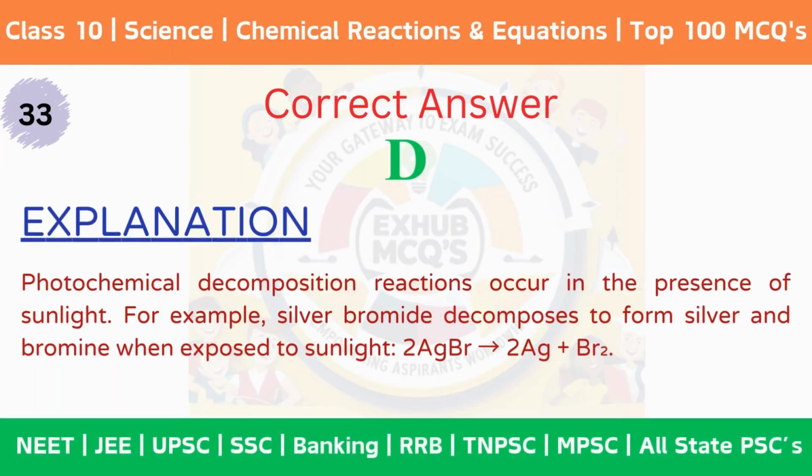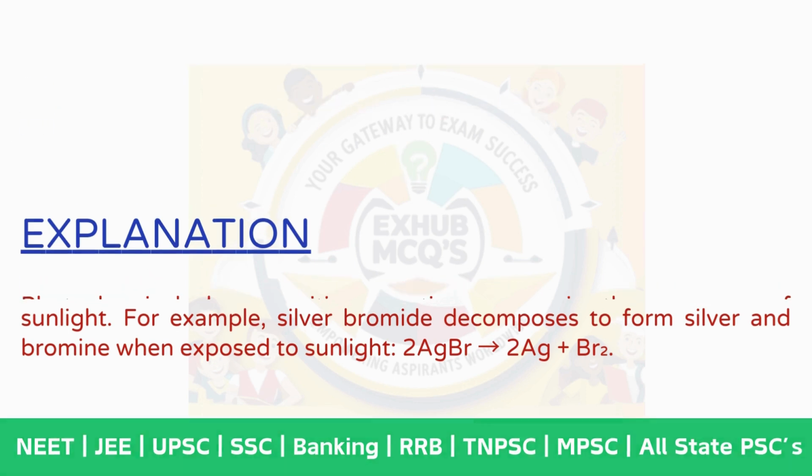The correct answer is option D, decomposition by sunlight. Explanation. Photochemical decomposition reactions occur in the presence of sunlight, such as the breakdown of silver bromide into silver and bromine gas upon exposure to sunlight.